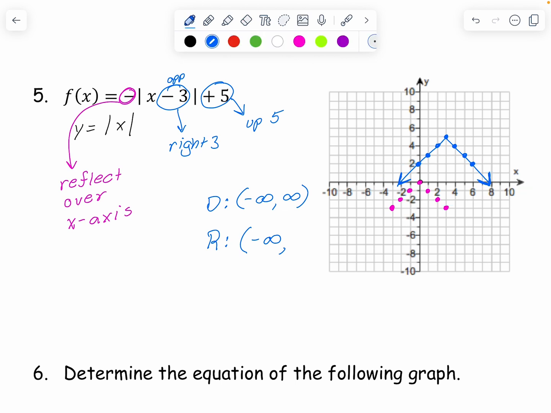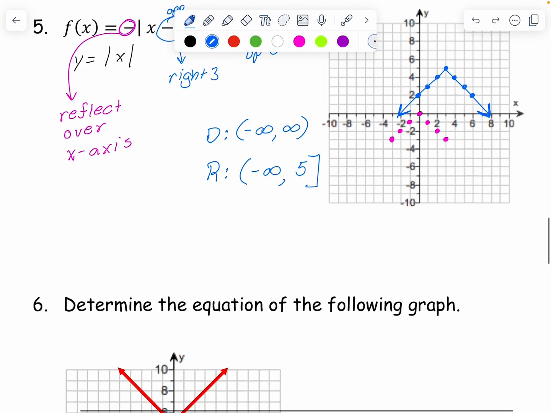Then we look at how high it goes. Well, it goes up to a y value of 5. So then this would be 5, and it would end in a bracket. Alrighty, so that gives us that. So be careful of the ones that are flipped upside down, because they very often are going to begin with negative infinity.